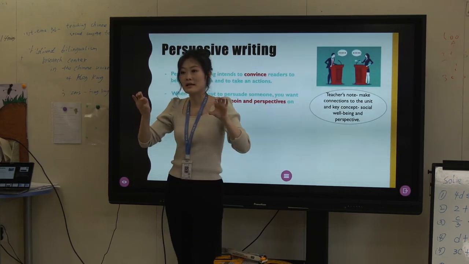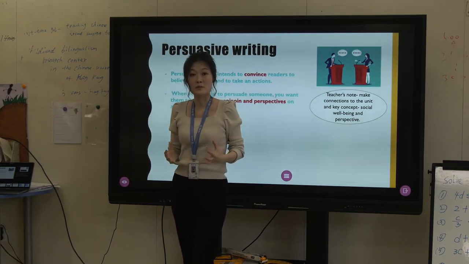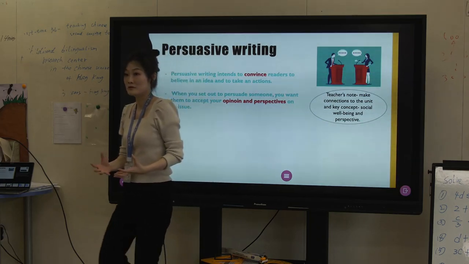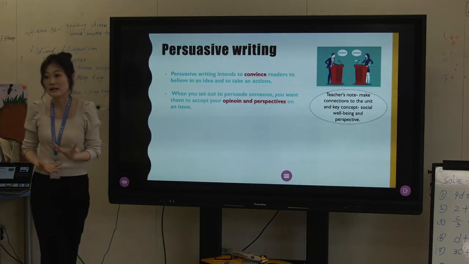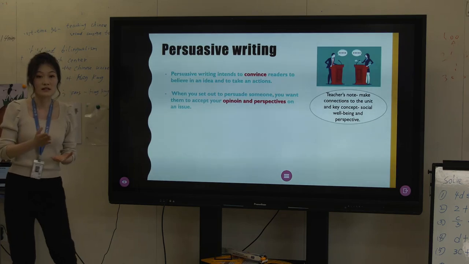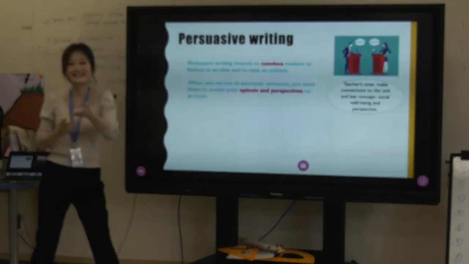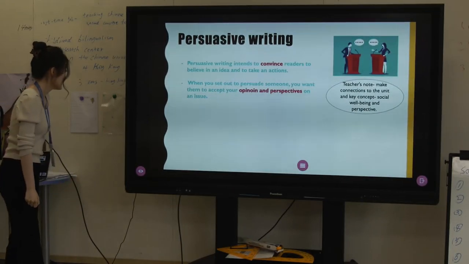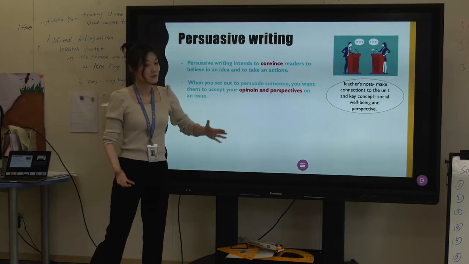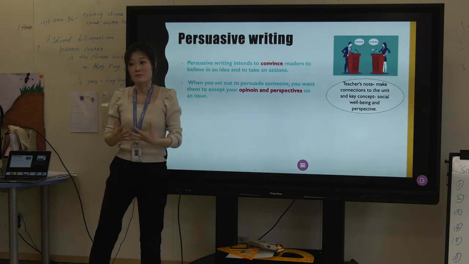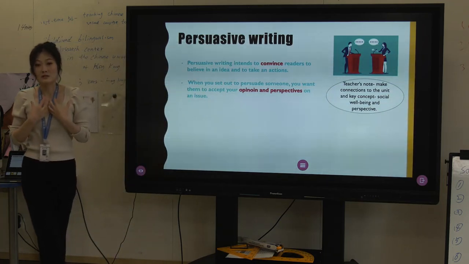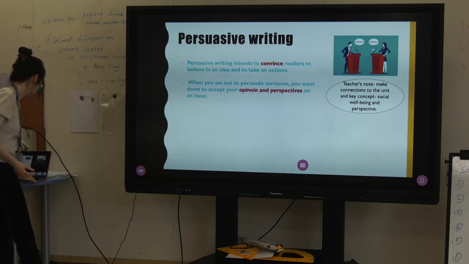I think your statement can be a perspective, but your supporting details should be factual. Or you can also provide some daily examples to them. Well, it'll be more persuasive if you can present it as a fact. Yes, exactly. So persuasive writing is about persuading people to accept your opinion and perspectives.